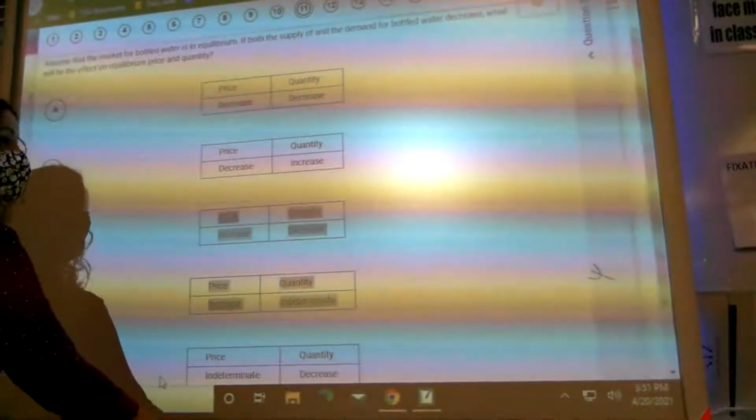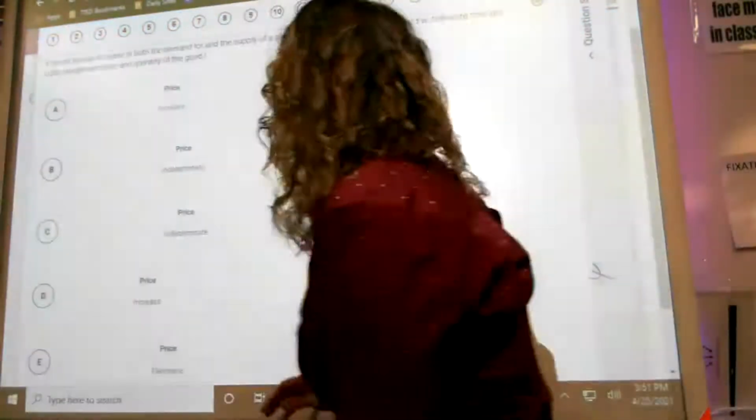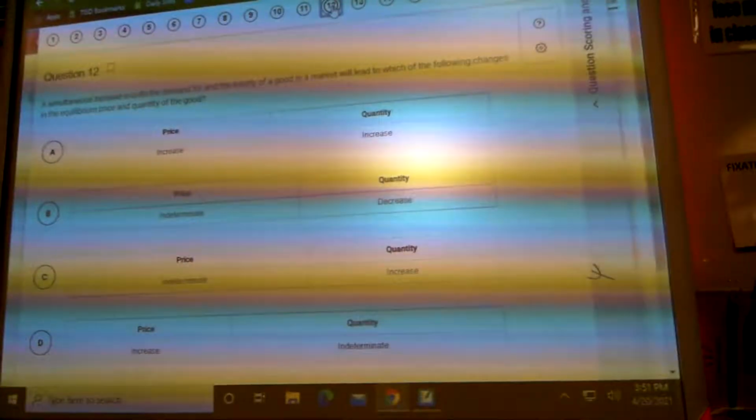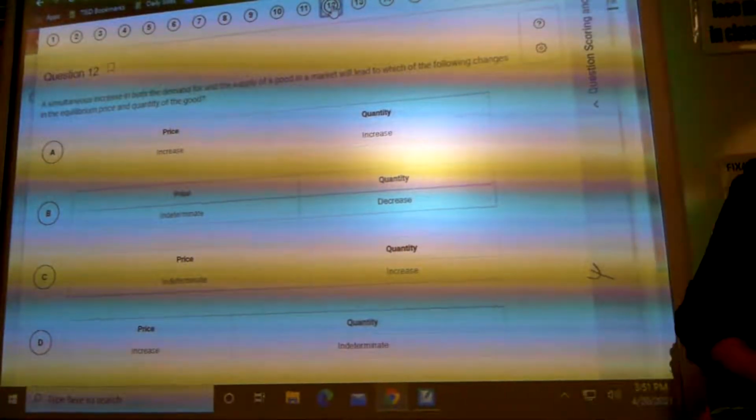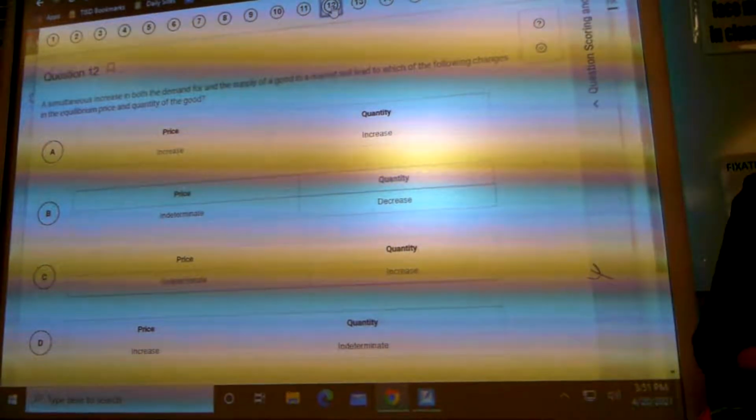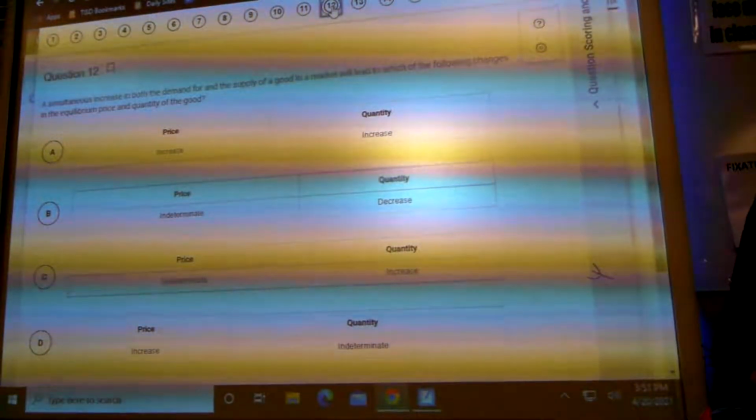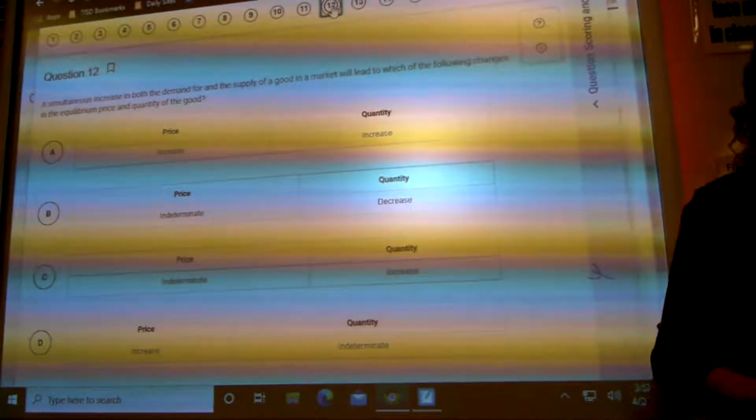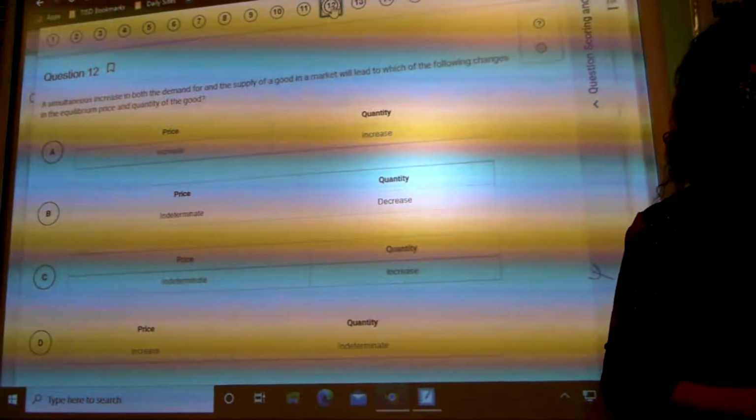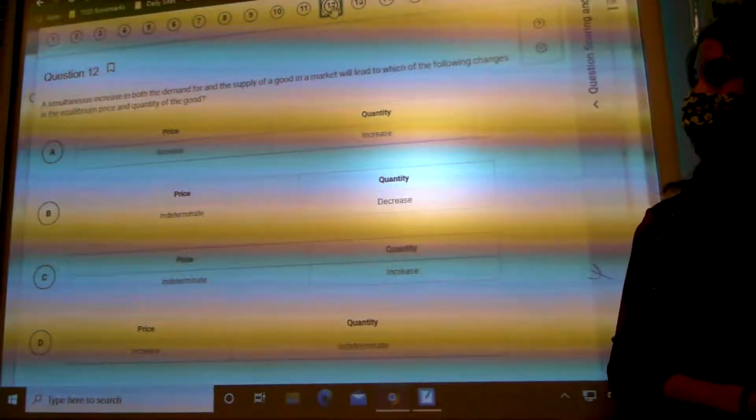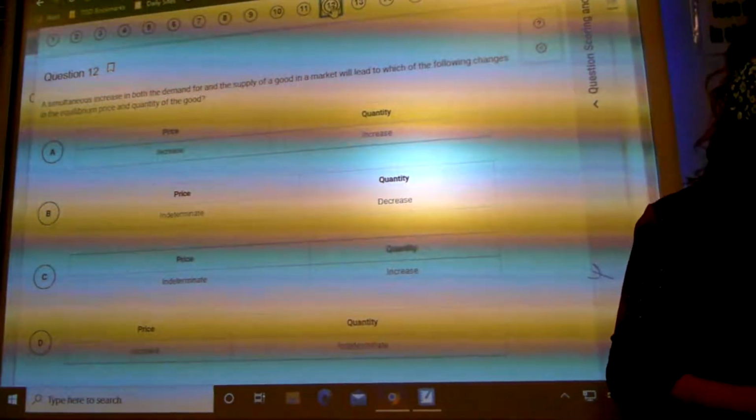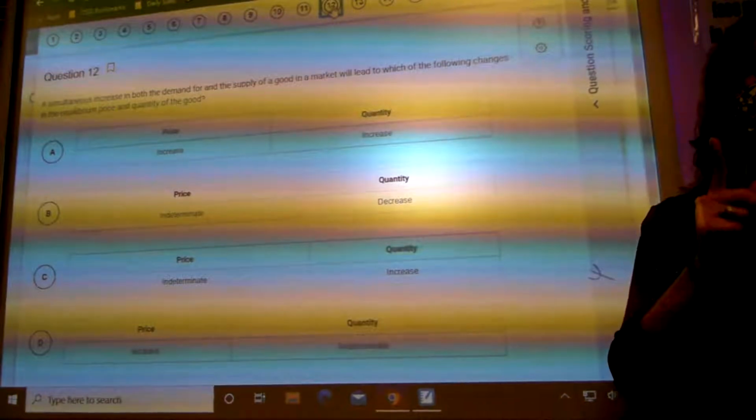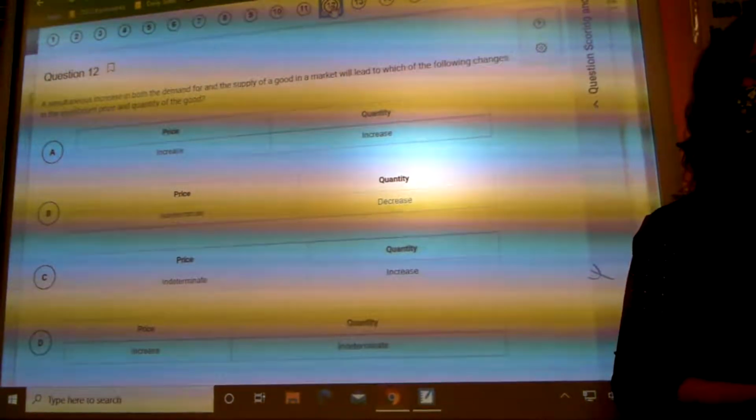Okay. Moving along. Number 12. Same type of question. Let's see if you guys can figure it out. A simultaneous increase in both the demand and the supply for a good in the market will lead to which of the following changes in equilibrium price and quantity of a good? It's the opposite. Well, they're both increasing now. It won't have an opposite answer, but it's an opposite situation.